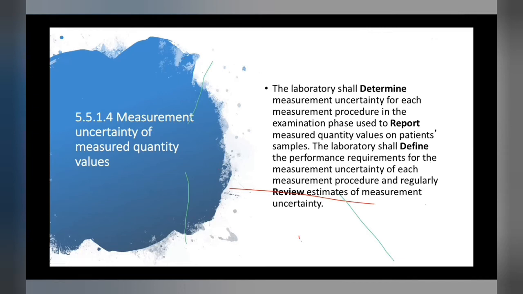See, measurement uncertainty of measured quantity value. So it is applicable where you are quantifying something. Although there is a lot of uncertainty in our histopathology, cytopathology, peripheral smear examination, bone marrow examination, or various other types of microscopy, there we cannot apply this measurement uncertainty. It is applicable only to quantifiable tests.